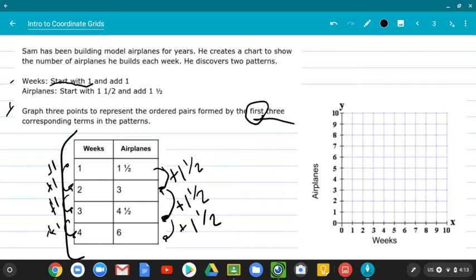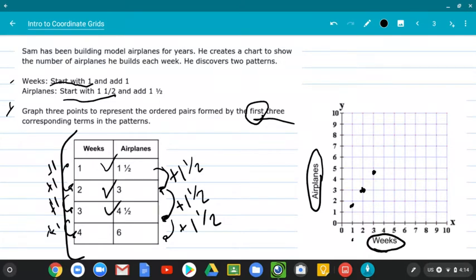Okay, so if we're going to start with 1 going across, see how it says weeks down here? Start with 1, and we're actually going to go up 1.5 because the airplanes is the other axis. So we go up to 1, but it's not 1, it's 1.5. Okay, right in the middle there. All right, so that's our first pair. Check. 2, 3. Go over 1 and go over 1 more. So 2, 3. Check on that. Next one is 3, 4.5.